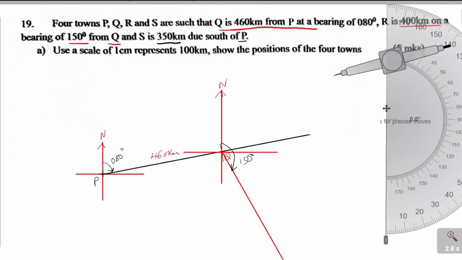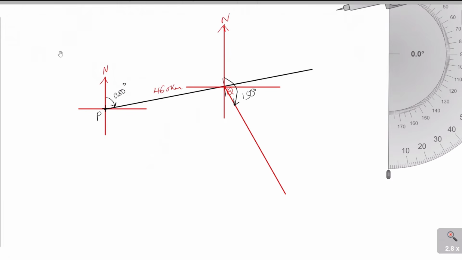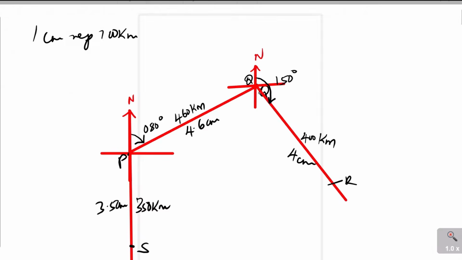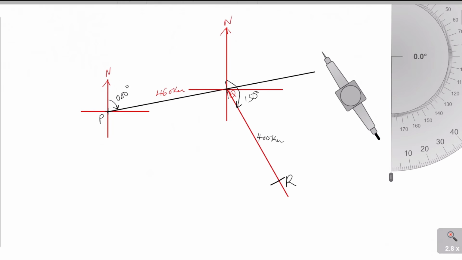Now we need to take a distance of, from the sketch, 4 centimeters. That is 400 kilometers. You stand at Q with the pair of compass, take 4 centimeters, and then you mark. These will be 400 kilometers, equivalent to 4 centimeters. So this will be the position from the sketch. This will be the position of R.